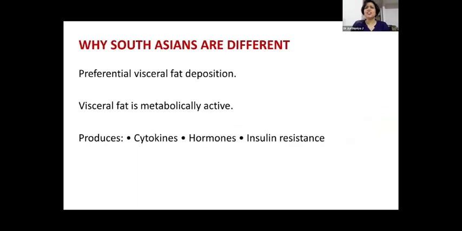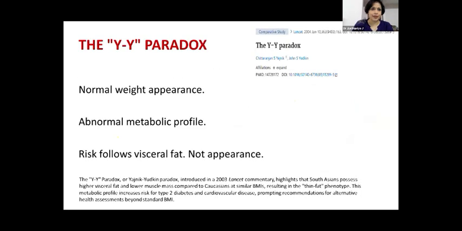Now, why are South Asians different? There is a preferential visceral fat deposition, and the visceral fat, as I already discussed, is metabolically active, producing cytokines, hormones, and finally insulin resistance happens. Now, there is something known as the YY paradox. It was introduced in a 2003 Lancet commentary. That is the Yajnik-Yudkin paradox. So it's basically two individuals, one a Caucasian and one South Asian, same BMI, but they had different visceral fat composition.